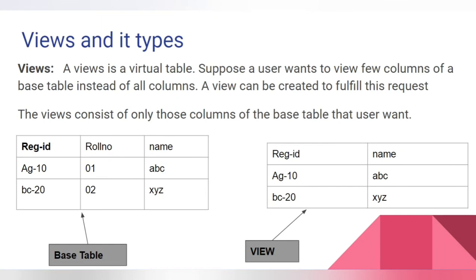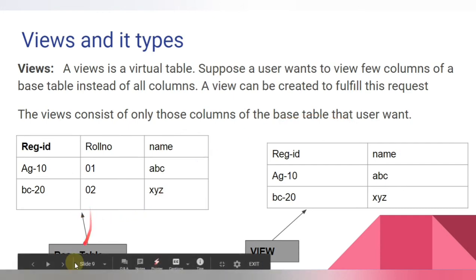So another important concept there is views. A view is a virtual table. Suppose a user wants to view a few columns of the base table instead of all columns, a view can be created to fulfill this request. The view consists only of those columns of the base table that the user wants.